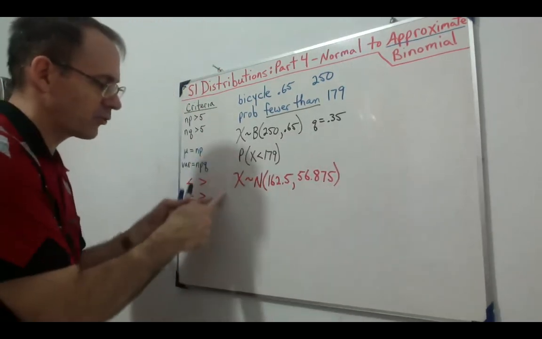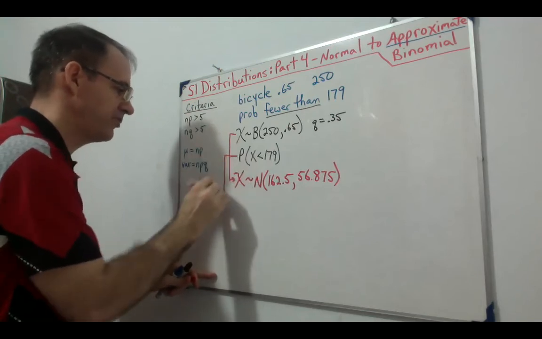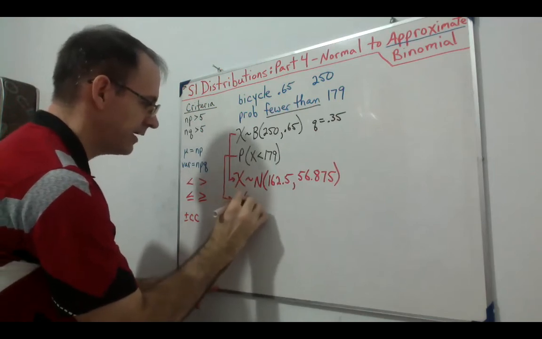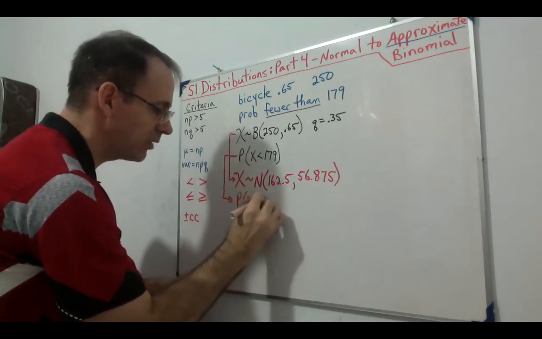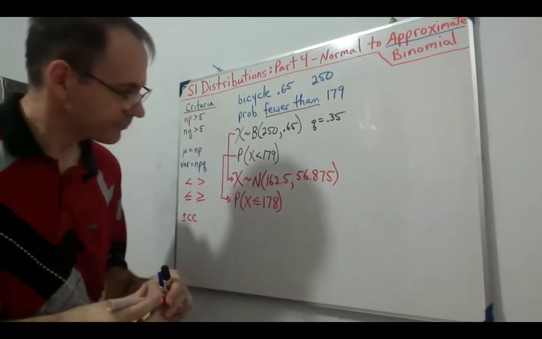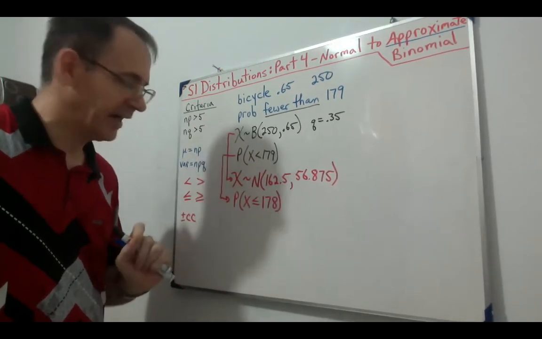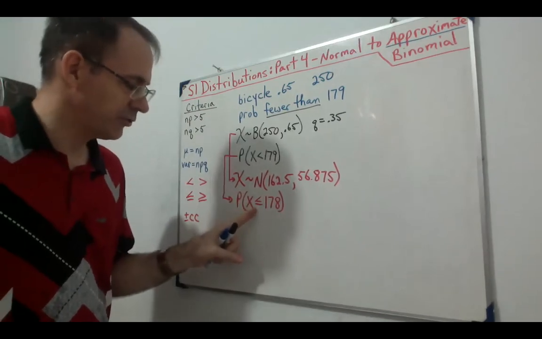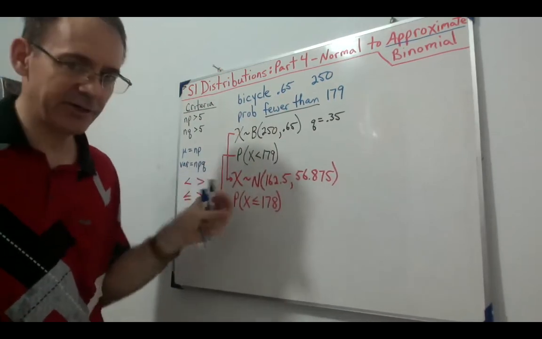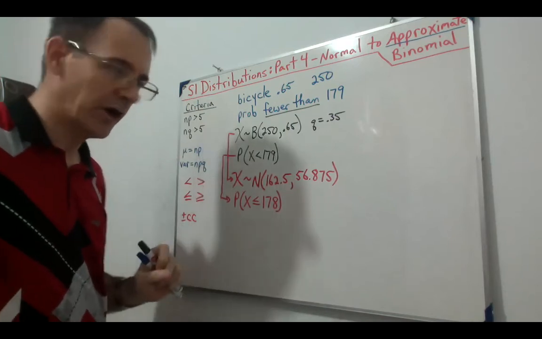We also need to rewrite our probability statement. Find the probability that X is less than or equal to 178. Since this was discrete, we have to go down to the next discrete value. So it's less than or equal to 178. So this is our starting point, converting that information from binomial to normal.